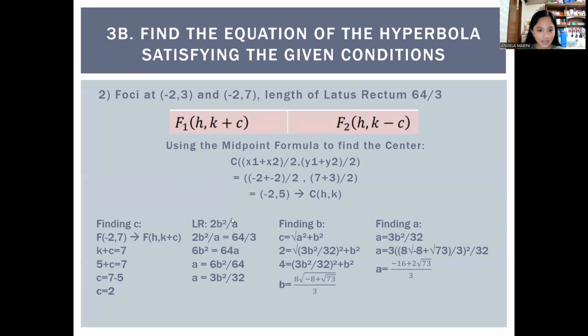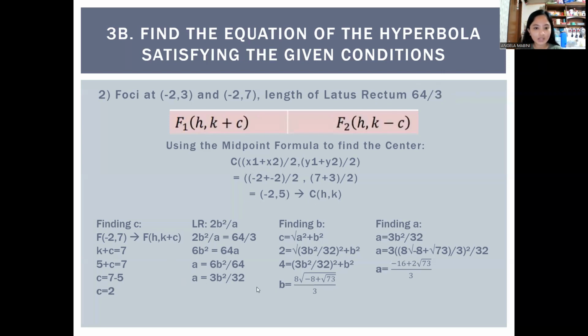And then, ngayon naman na nahanap na natin si c, hahanapin naman natin yung value ni a and yung value ni b. And para mahanap yung value ni a, gagamitin natin yung formula or yung equation ng length of latus rectum, which is 2b squared over a. And i-equate natin siya dun sa given na length ng latus rectum, which is 64 over 3.